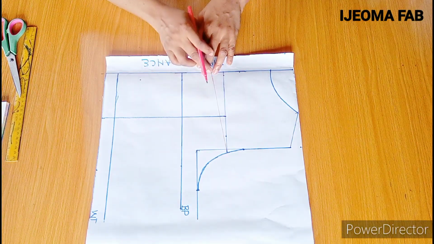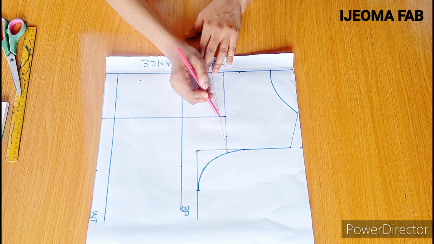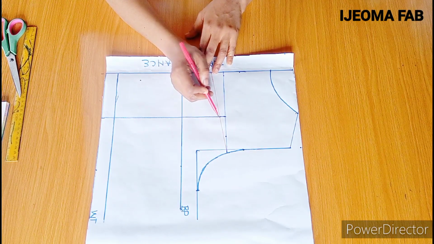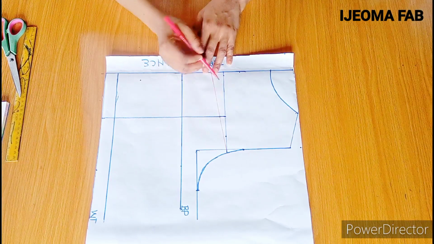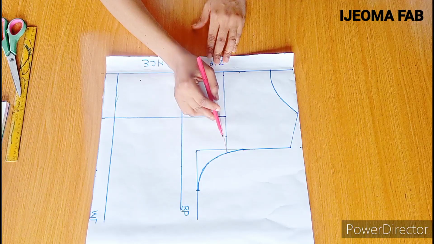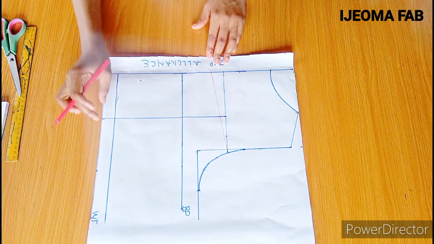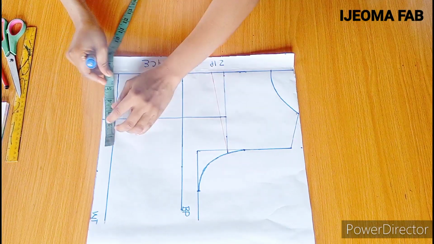So if you're going to work with this, when you take your dart, you'll be stopping at this point here. So your dart starts from here and stops at this point. But I'll be making use of this blue line. So I want the back yoke to be straight. So I'm going to connect my dart from down here at the waist up until this point.